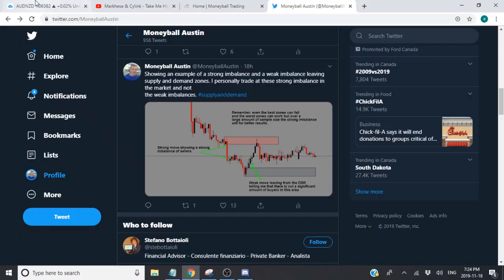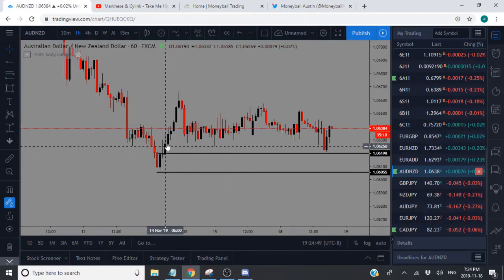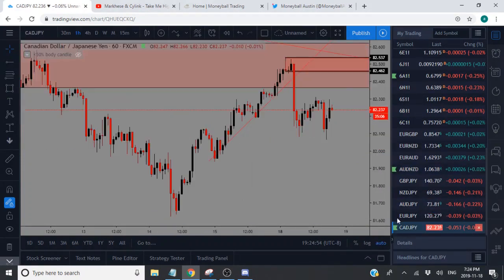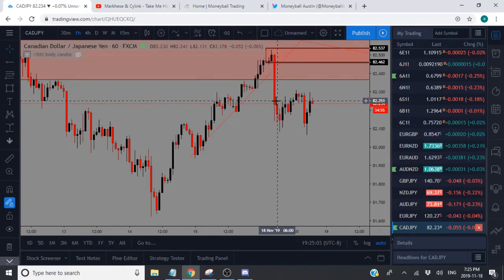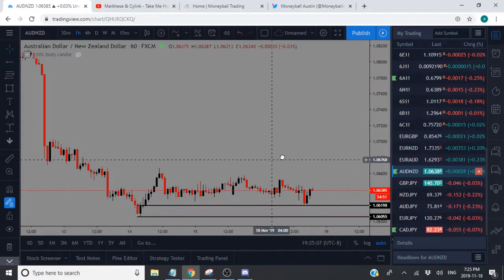So that brings me back to, hey, let's remember this leg out. This is called a leg out of the pattern. Let's go back to that CAD Yen pair. Do you see a difference in the strong leg out? This is telling me that the strength of the imbalance and the strength of the sellers were very strong in this area. Make sense?